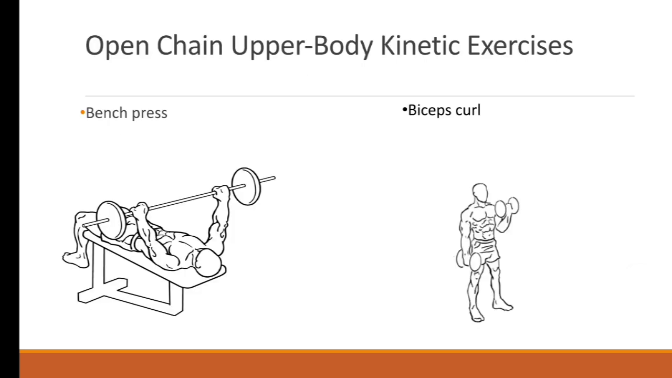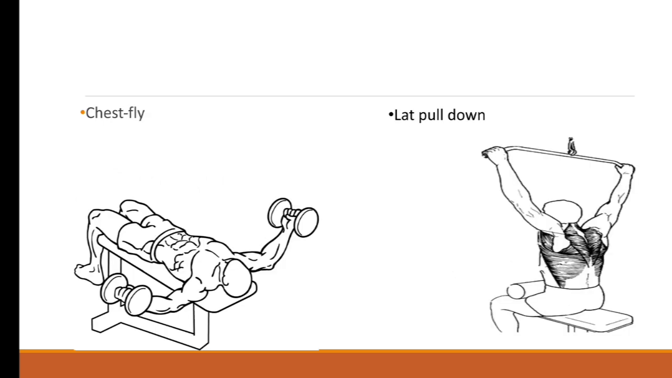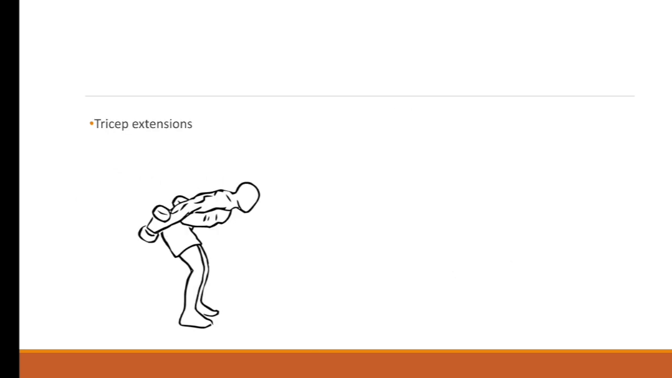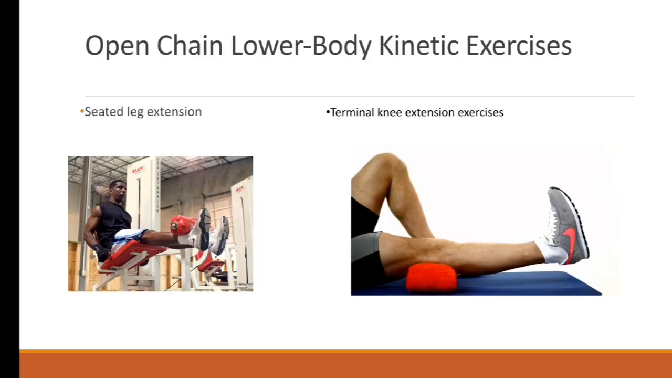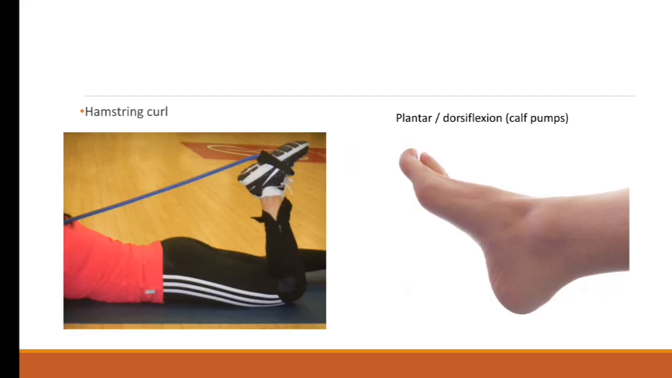These are some of the open chain upper body kinetic exercises like bench press or bicep curl, as you can see in these figures, and then chest fly, lateral pull down, and tricep extensions. These are also some open chain lower body kinetic exercises like seated leg extension. In the second figure there is terminal knee extension exercise, hamstring curl, plantar dorsiflexion, or calf pumps.